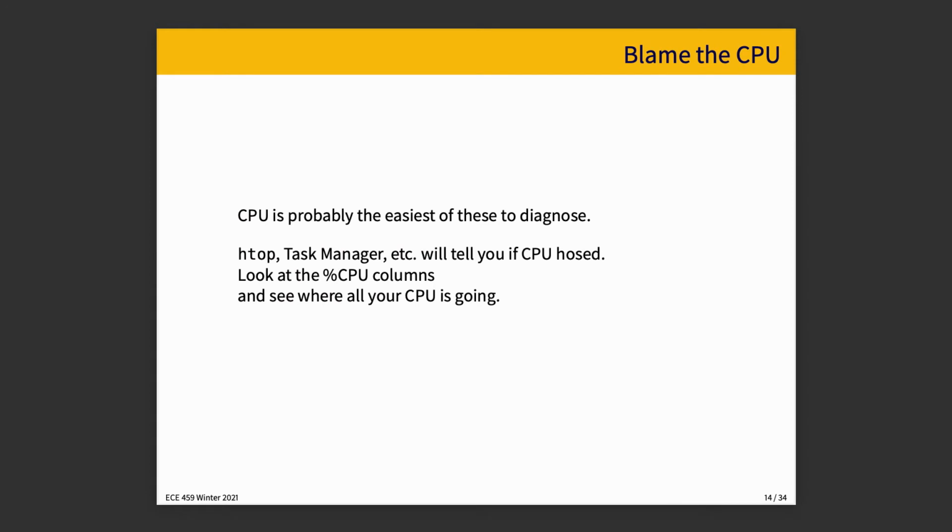CPU. The CPU is probably the easiest of these things to diagnose. You can look easily using one of the tools: Task Manager, Activity Monitor as it's called in macOS, or htop on your Linux machine. It gives you a little column, and you can see where your CPU time is going and what's actually happening. You can see, is the CPU maxed out? If it is, that's a good hint that that is our limiting factor.